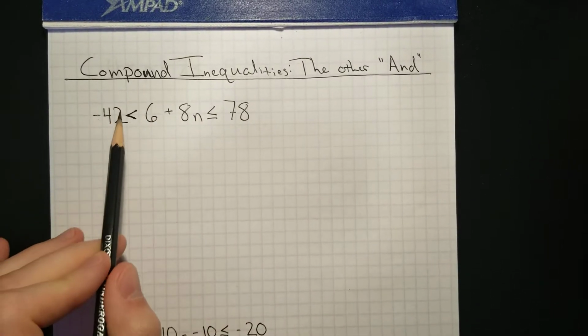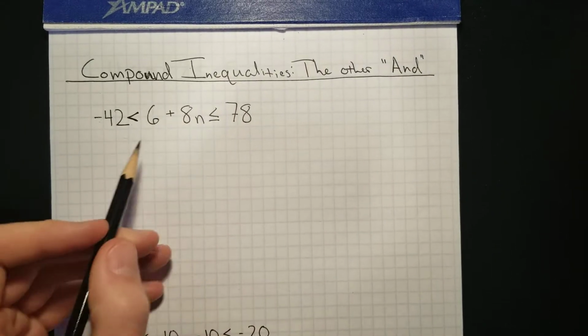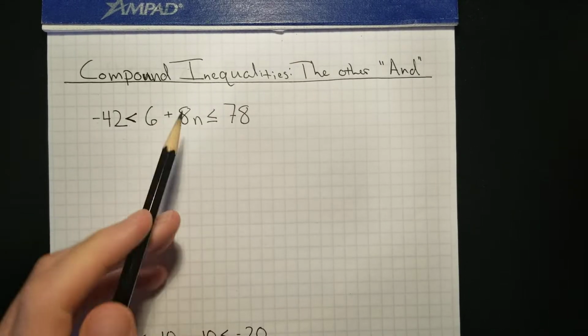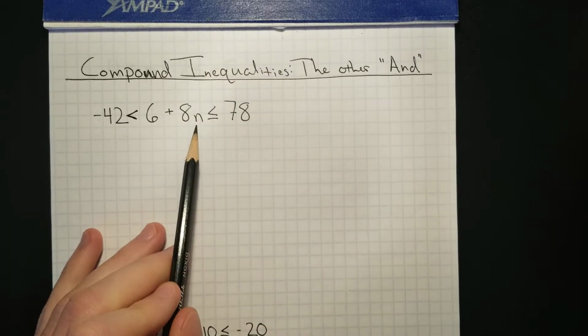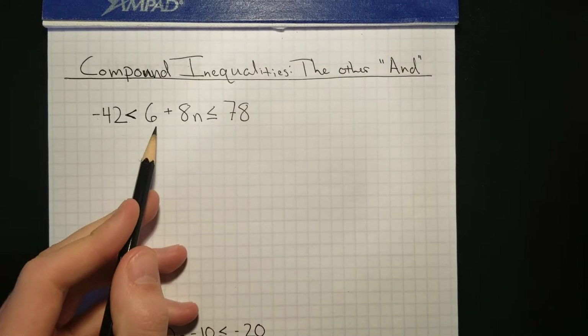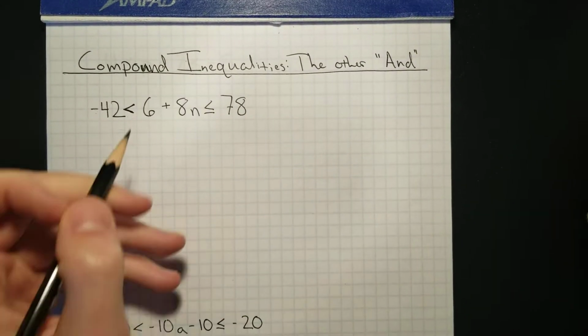That means that there's a number over to the left, a number over to the right, and then more of an expression in the middle of this. So we're still doing the same kind of work as before. We're going to be solving for n, but it's going to be a little bit different. Before we do that, I did mention this is another type of and inequality.